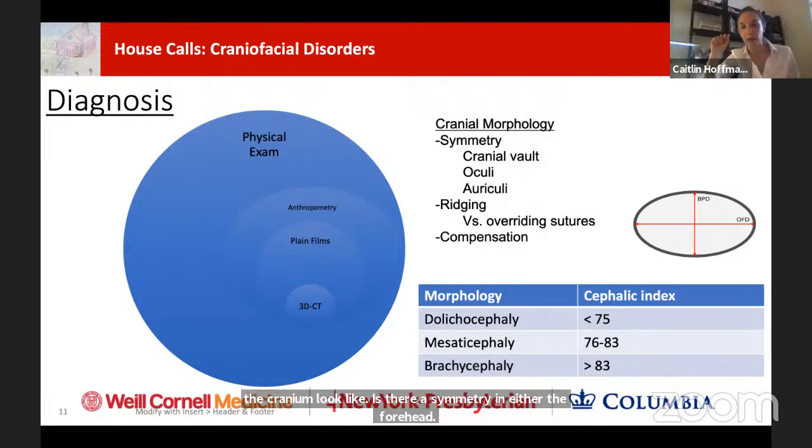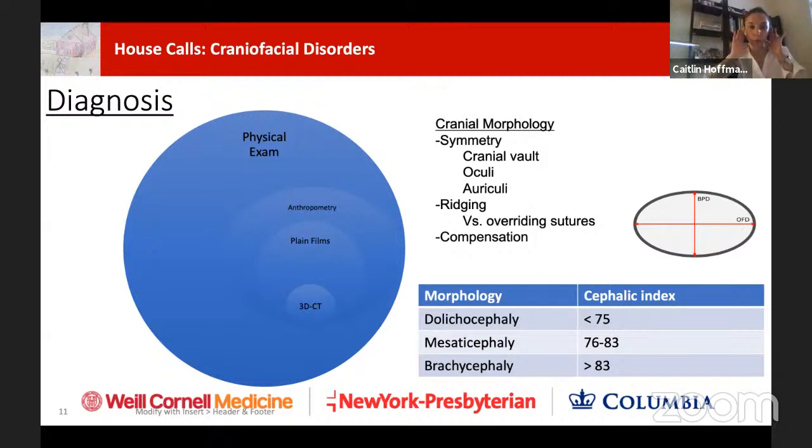Then we look at the eyes or the oculi. Is there asymmetry in how they are sitting vertically or horizontally? Then we look at the ears or the auriculi. Is there asymmetry in the way they are pulled forward, backward, upward, down? That gives us a sense as to what forces are abnormally acting on this child's skull development.